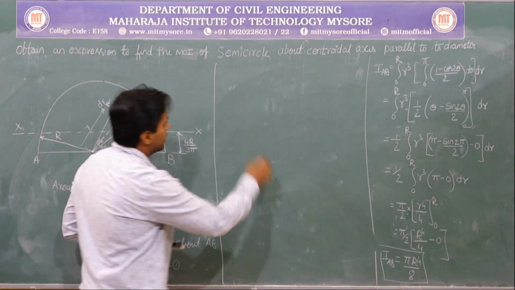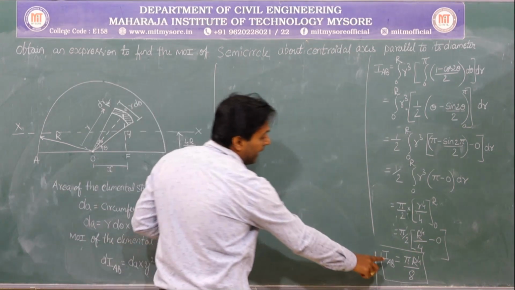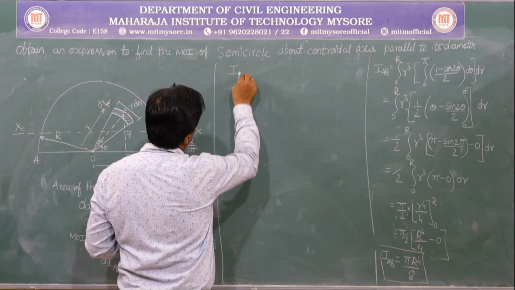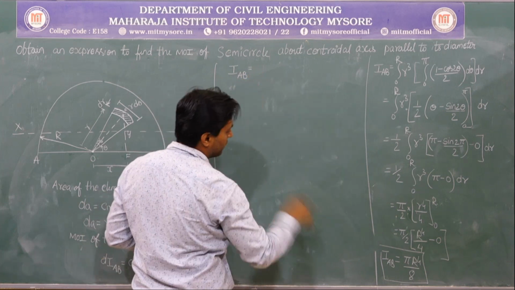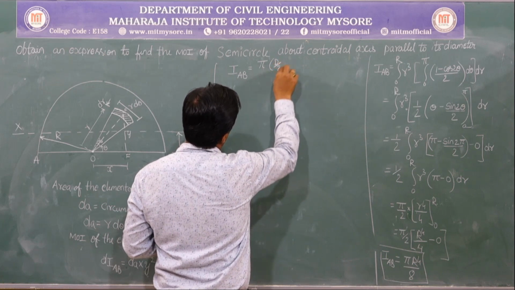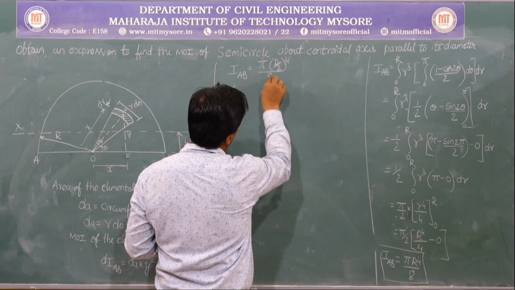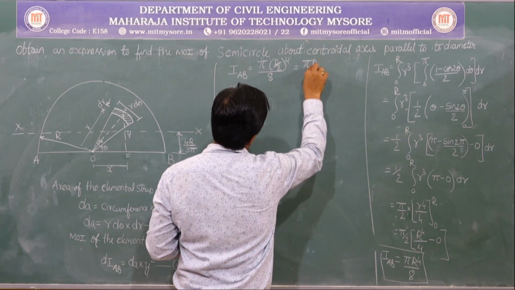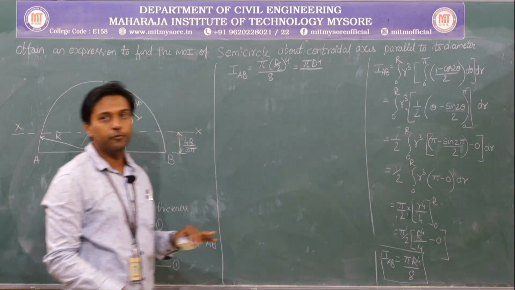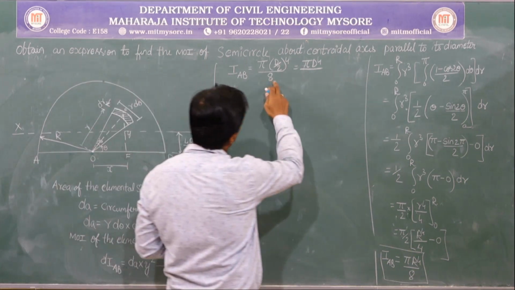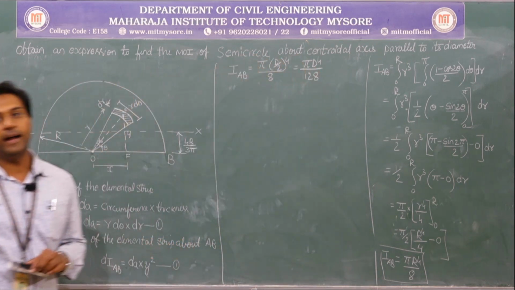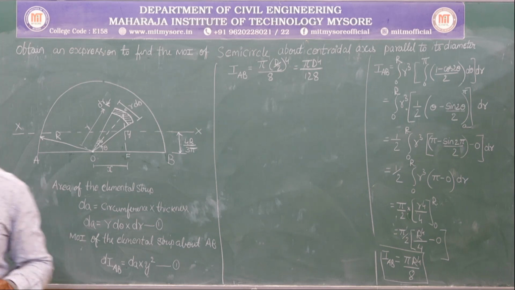So observe. So now what I will be doing is, IAB in terms of diameter, let me write it down. So radius is diameter by 2, to the power of 4, by 8. So it is pi d4 by 2 to the power of 4, 16. Okay, 2 2s are 4, 4 2s are 8, 8 2s are 16. So 16 into 8, it is 128. So pi d4 by 128.